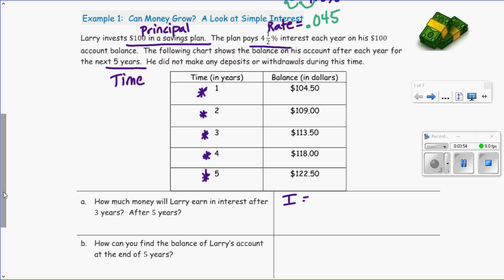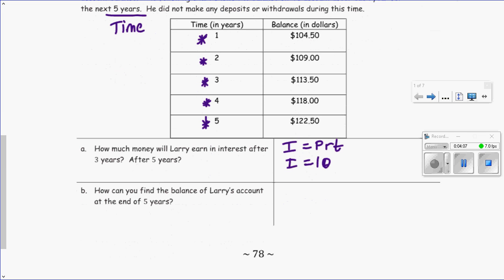Okay, I equals PRT. So we know that the principal is $100. So instead of P, we can write 100. We know that the rate is 4.5%, which is written as 0.045. And in this one, they want to know 3 years. So 3. Okay, go ahead and calculate that. Do 100 times 0.045 times 3 and figure out how much money and interest he will earn after leaving his $100 in there for 3 years.